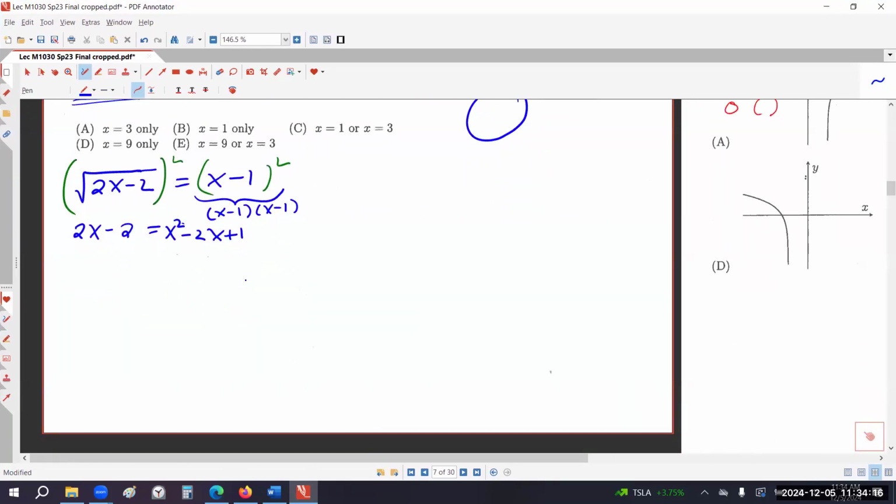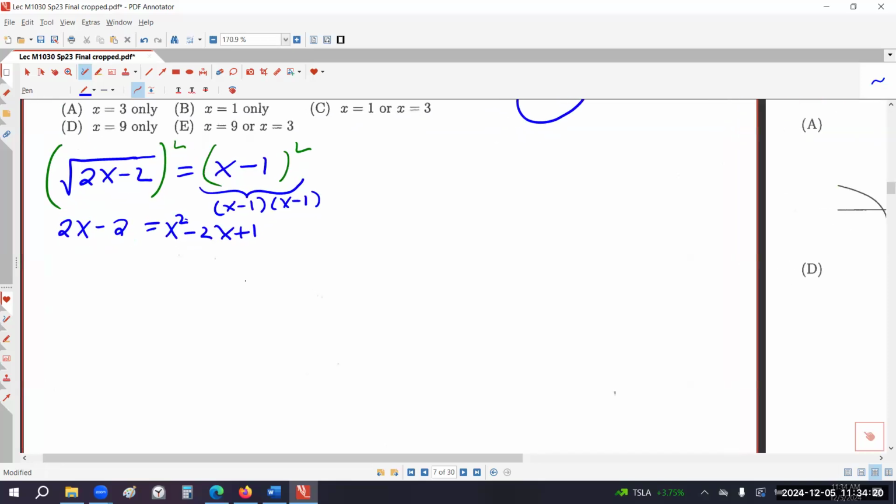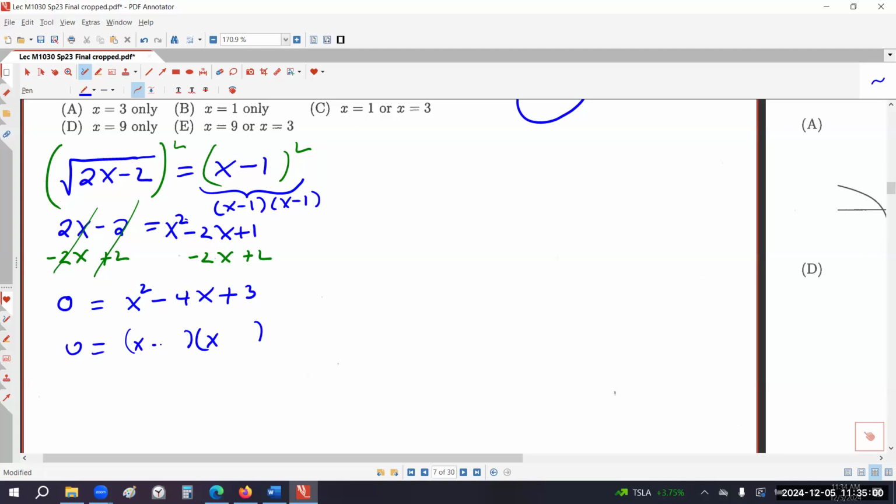Once you have everything, what do you do? We bring everything to one side. So subtract 2x, add the 2. So 0 equals x squared minus 4x plus 3. Two numbers multiply to 3, combine to 4. What are they? Negative 3 and negative 1. x minus 3 equals 0 gives us x is 3. x minus 1 equals 0 gives us x is 1.